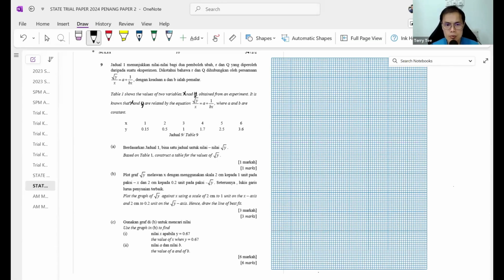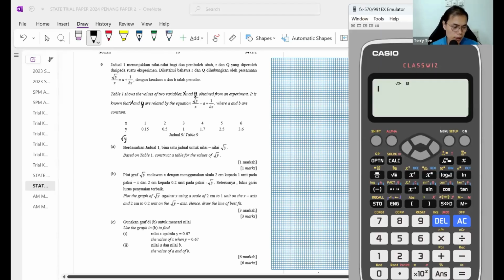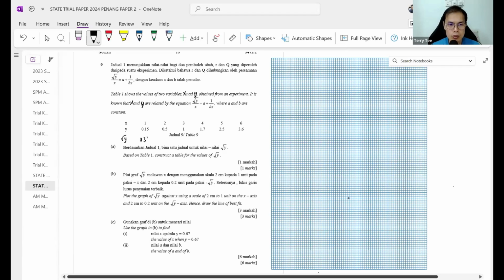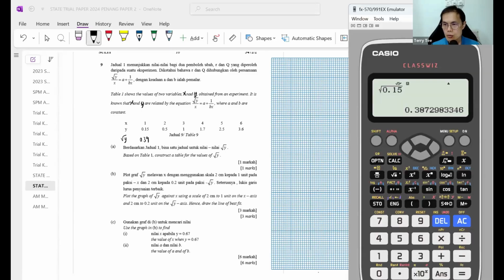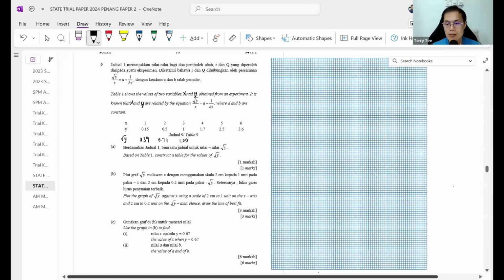Here we're supposed to construct a table of values for square root y. Based on this y value here, I'm going to rewrite my square root y over here. Use your calculator. Let us square root 0.15 first, the first one, you should get 0.39. Then we move on to 0.5. Square root 0.5, you should get 0.71. Next one, square root 1 is just 1. I'm going to write 1.00.